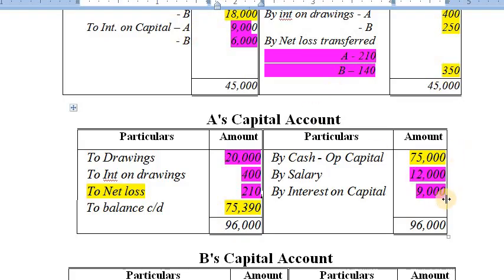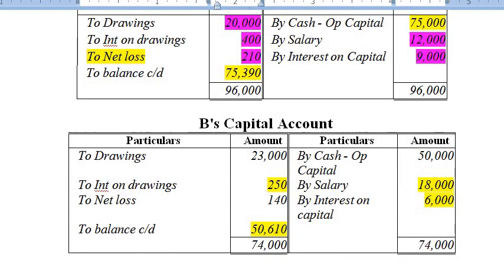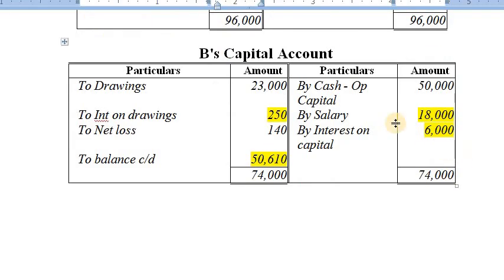Usually we have net profit here on the credit side, but unfortunately here we have a net loss. But still you can see they started with 75 and in case of A, he has 75,390 in spite of withdrawing 20,000. So he took 20,000 and still he has 75,000. So the business is not bad. So they're not losing. Same thing in B's capital account also. Go through them, do the capital account of B, and that's the end of it.